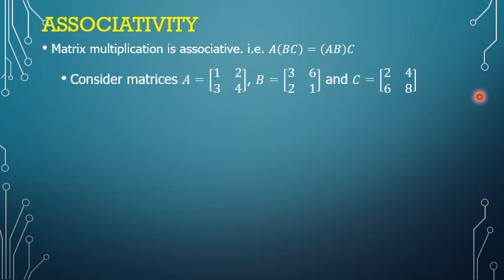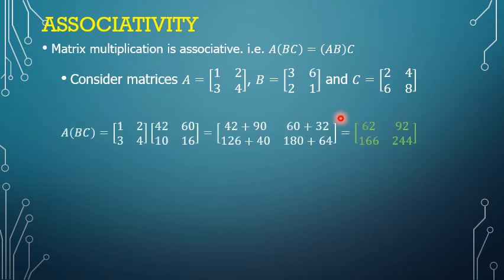Example, consider matrices A, which is 1, 2, 3, 4, and matrix B is 3, 6, 2, 1, and C is 2, 4, 6, 8. These three matrices are to be multiplied. A times BC: BC is we multiply matrix B by matrix C. So it will be 3 times 2, you get 6, plus 6 times 6 is 36. When you add them together, you get 42.